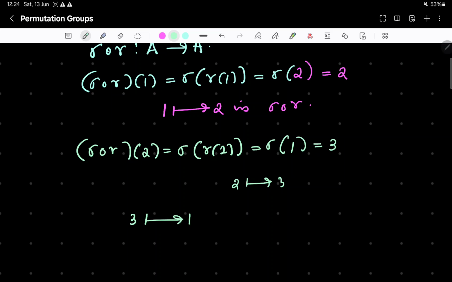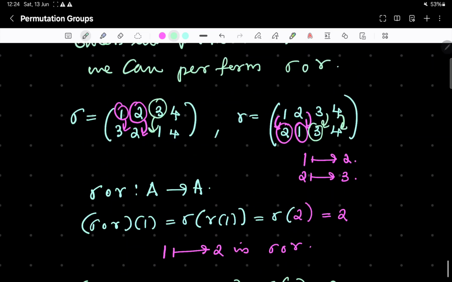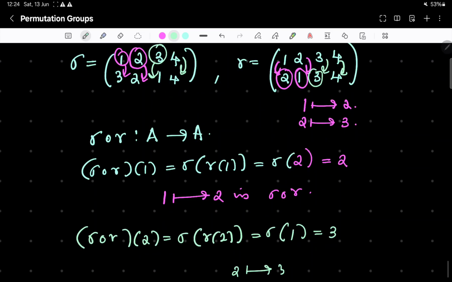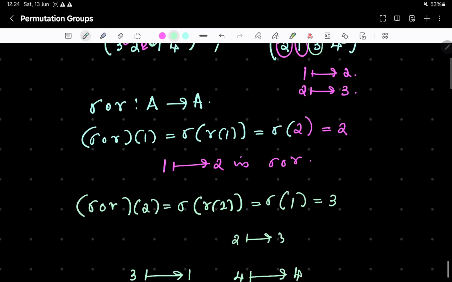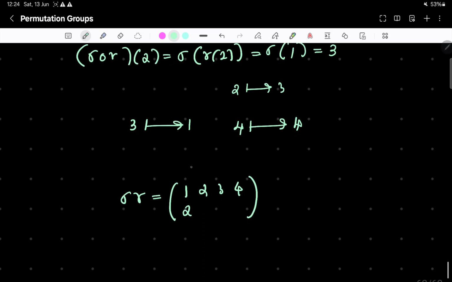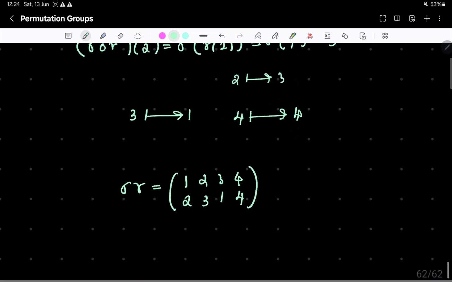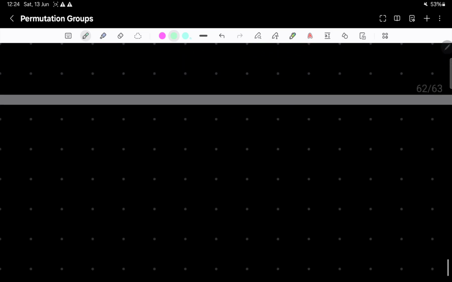Now what does 4 go to? 4 goes to 4 in gamma, and 4 goes to 4 in sigma. So 4 goes to 4 itself. So how do you write sigma dot gamma? It is 1, 2, 3, 4, and now map everything: 1 goes to 2, 2 goes to 3, 3 goes to 1, 4 goes to 4. So you got it. Let's compute one more in this fashion.